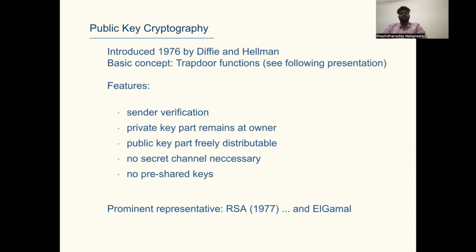Public key cryptography was introduced in the year 1976 by Diffie and Hellman. The features of public key cryptography are sender verification and the private key remaining with the owner. The public key is distributed freely, no secret channel is necessary for transferring the message from one party to another, and there are no pre-shared keys. It is mainly used in RSA and ElGamal.